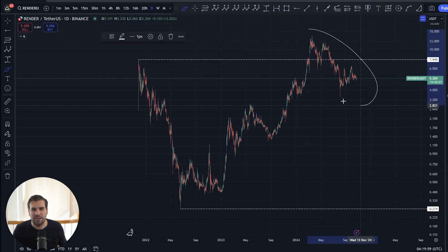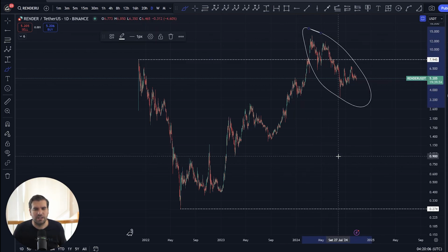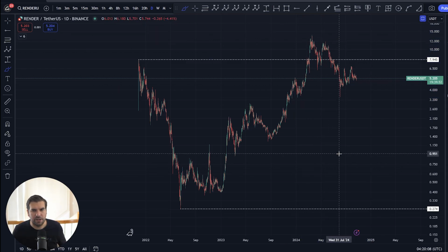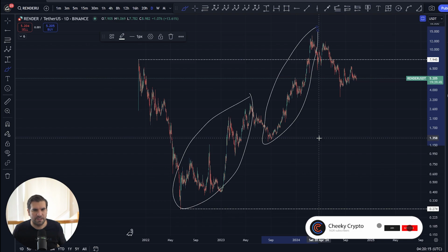My concern is this little area right here at the minute. Okay, the most recent pull to the downside. We need to take a deep look at that to understand where 2025 is going to be going next. But before we get there, we also need to see this move and this move and what it means to the price action of Render.